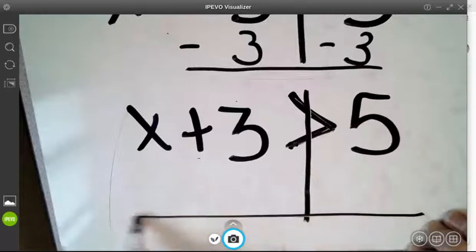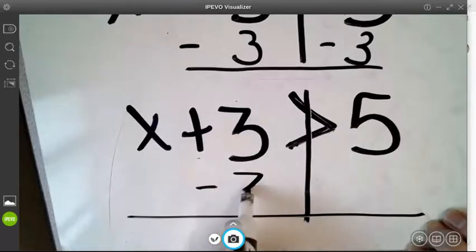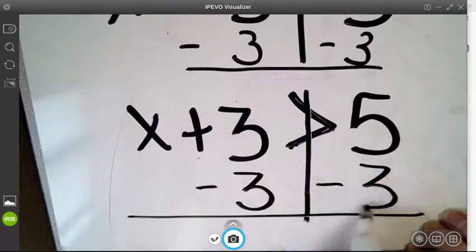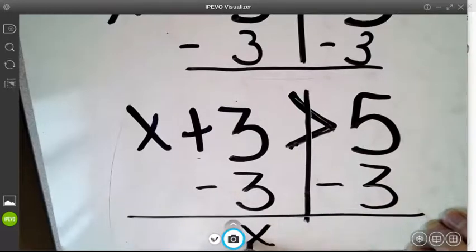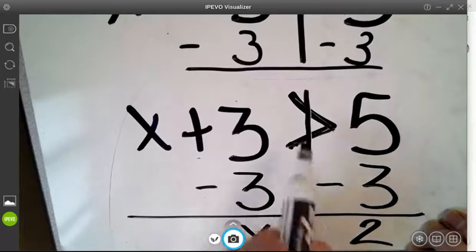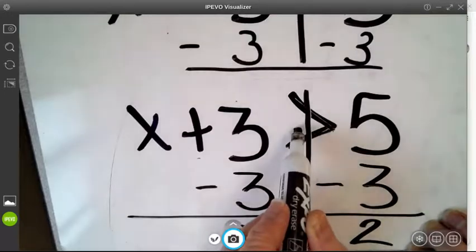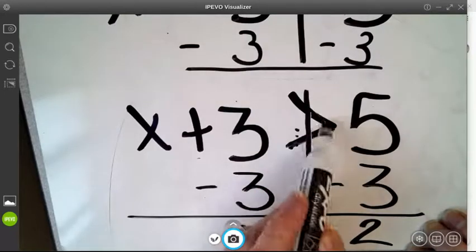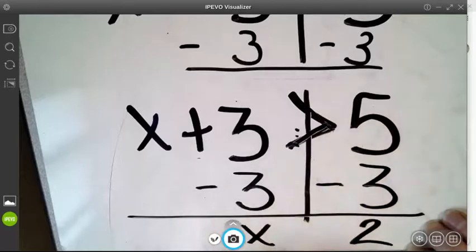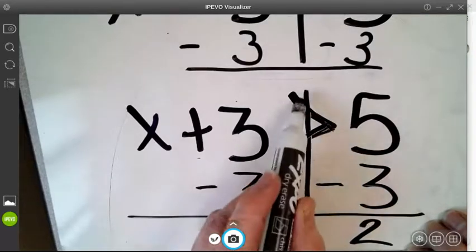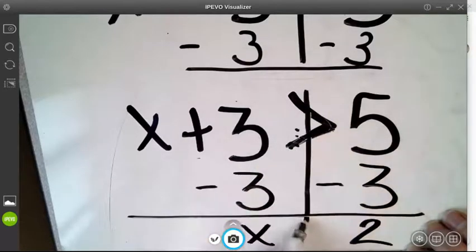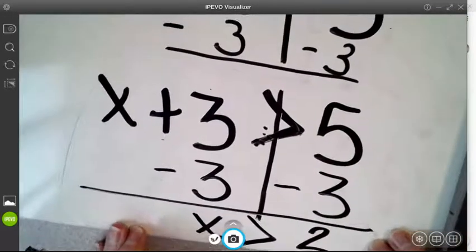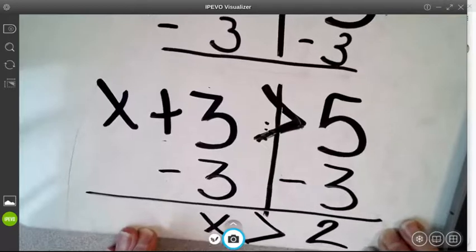Well, I would draw my line here. I would subtract 3 from both sides. And my answer would be x is equal to 2. But there's not an equal sign here. There is a greater than sign. And so all I'm going to do is drop this sign down here, and my answer will be x is greater than 2.